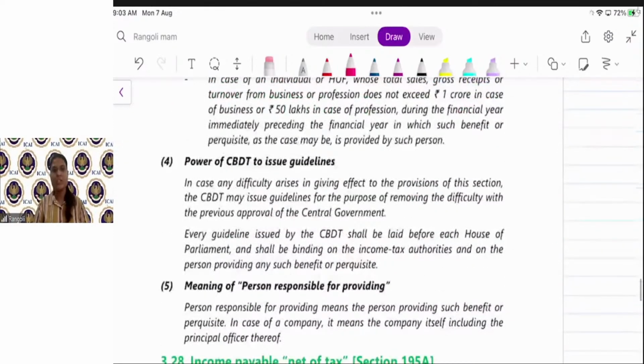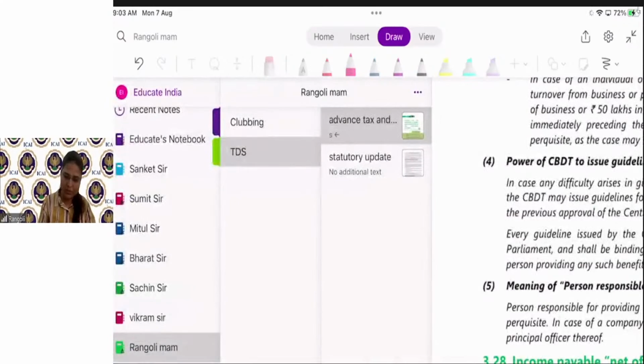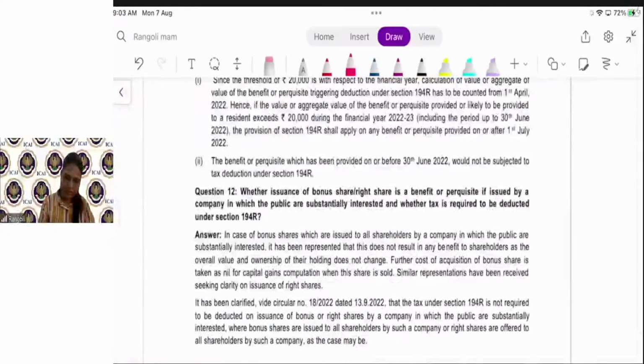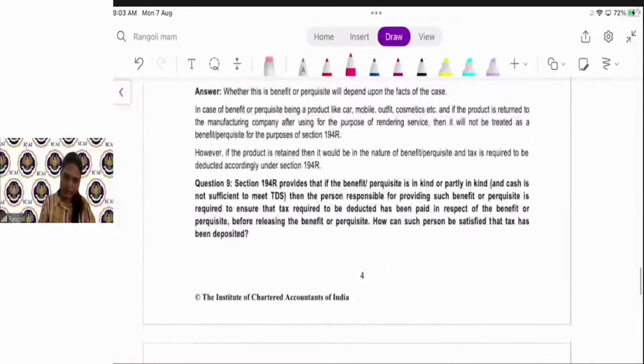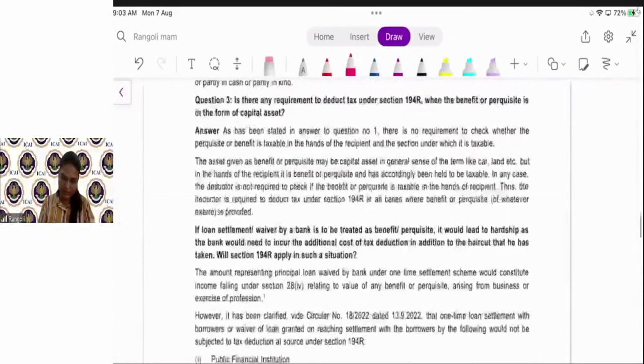The CBDT has issued detailed guidelines, 12 questions they have given. We'll discuss the same. Who is responsible for providing? A company or principal officer of the company. Now let us discuss the detailed question-answers given. Everyone clear with the provision of section 194R? 194R is specifically for the benefits given to customers.